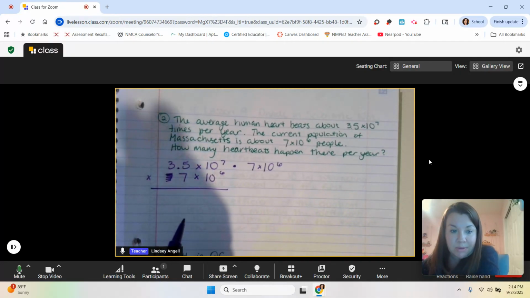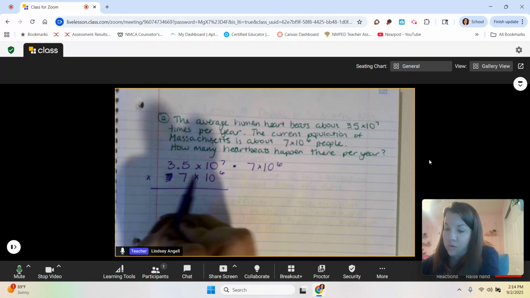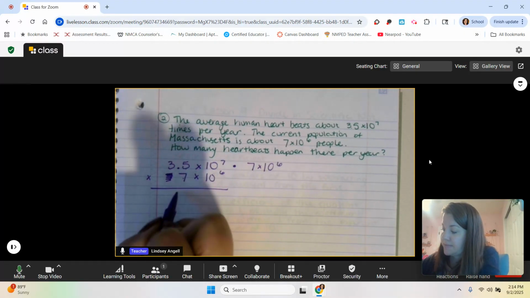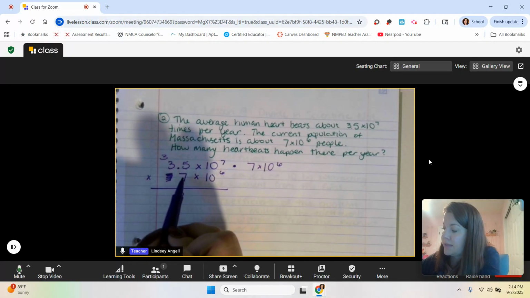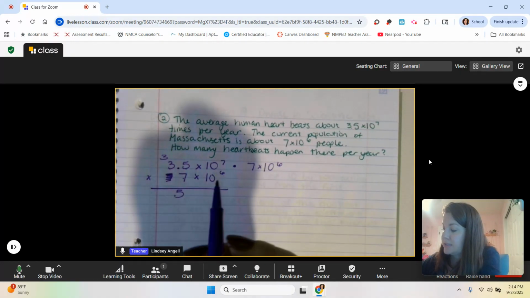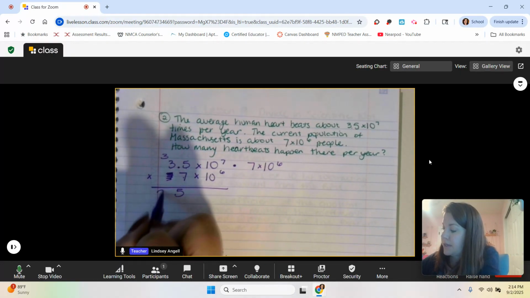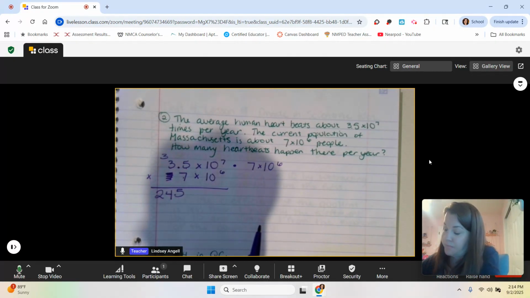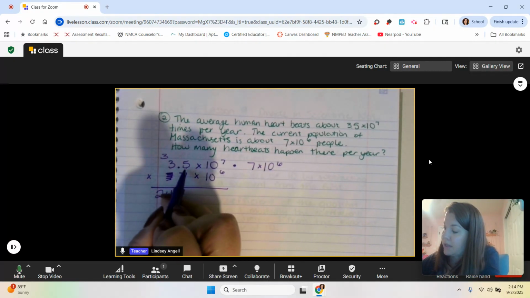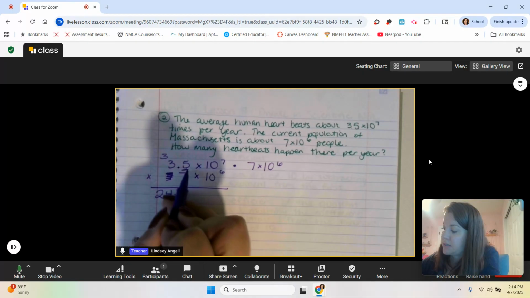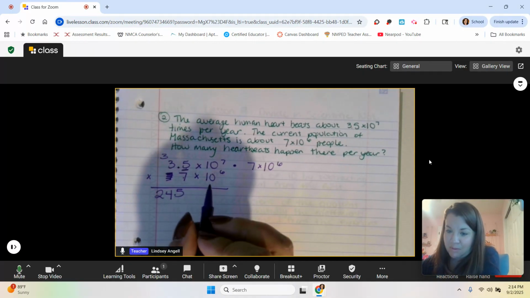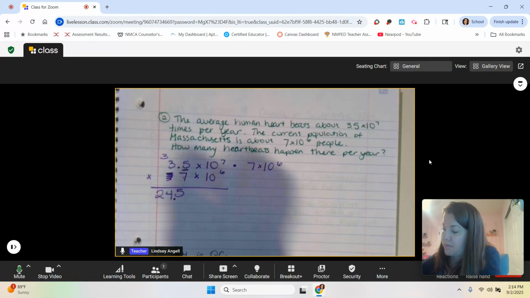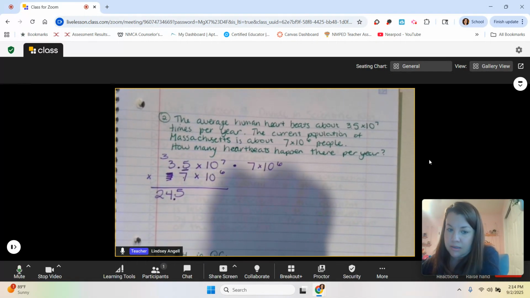So when you're multiplying with decimals, you ignore it until the end. So I'm going to do 7 times 5. Well, that's 35, so drop my 5, carry my 3. 7 times 3 is 21, plus 3 is 24. Now I can go ahead and put my decimal into my answer. I have one number behind the decimal in my problem, so I should have one number behind my decimal in my answer.